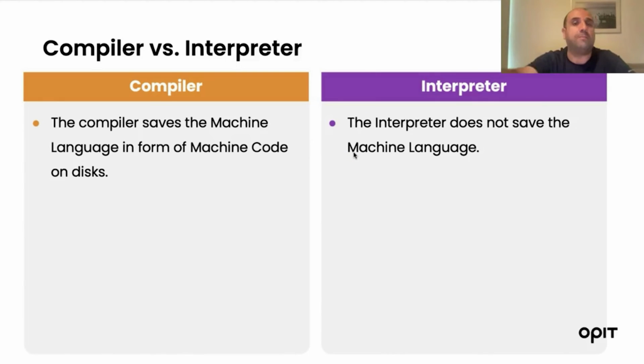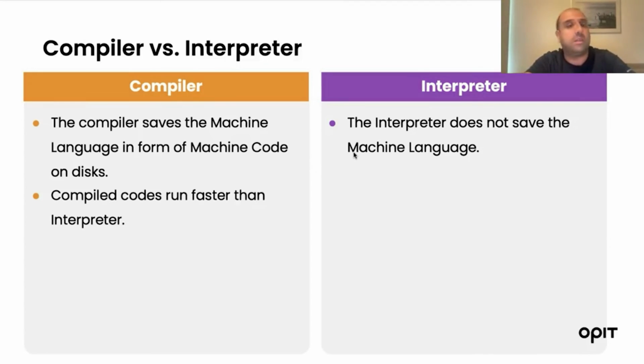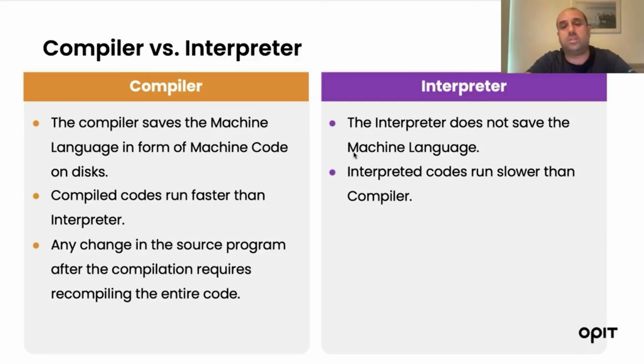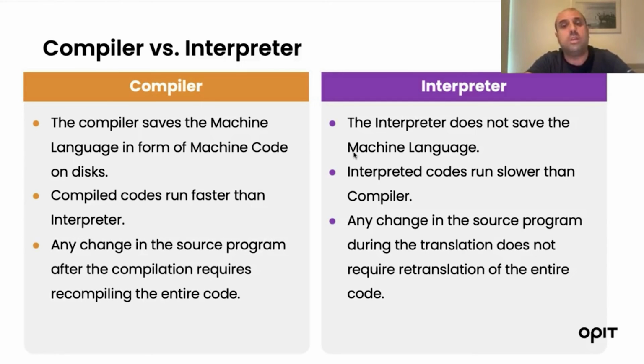The compiler saves the machine language in the form of machine code on disk. However, the interpreter does not save the machine language. The compiler's code runs faster than the interpreter's. Of course, the interpreter runs slower than the compiler. Any change in the source program after compilation requires recompiling the entire code. However, in interpretation, any change in the source program during translation does not require retranslating the entire code.